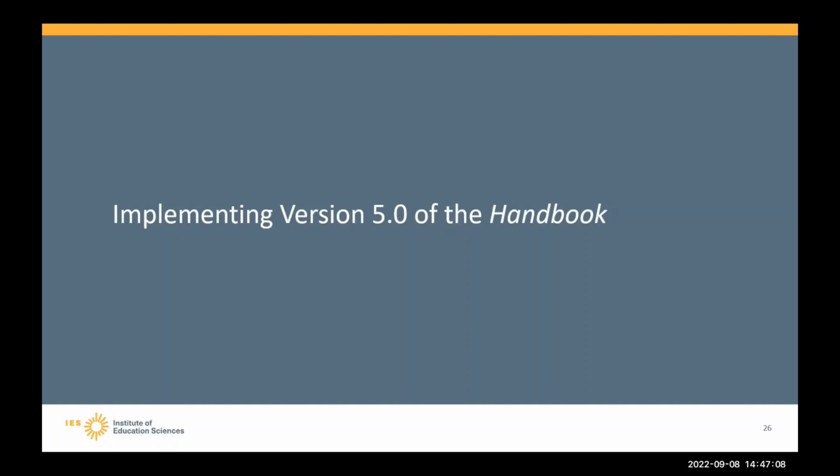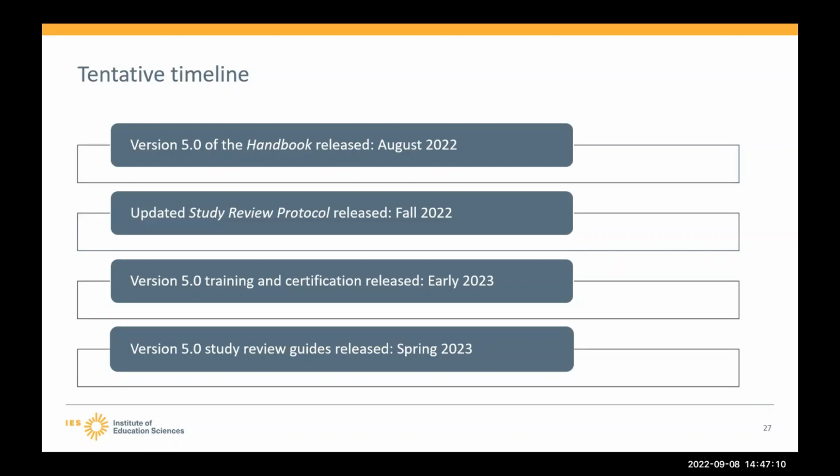And so next, I would like to take a quick walk through the timeline. So here we are. The handbook was released in early August. Updates to the study review protocol are scheduled for this fall, so still in 2022. Training and certification guidelines and materials are scheduled for early 2023, as I mentioned a little bit earlier, and study review guides will be released in spring of next year.